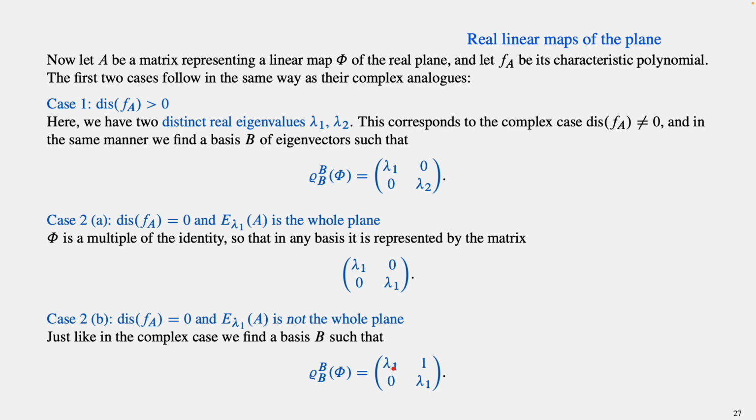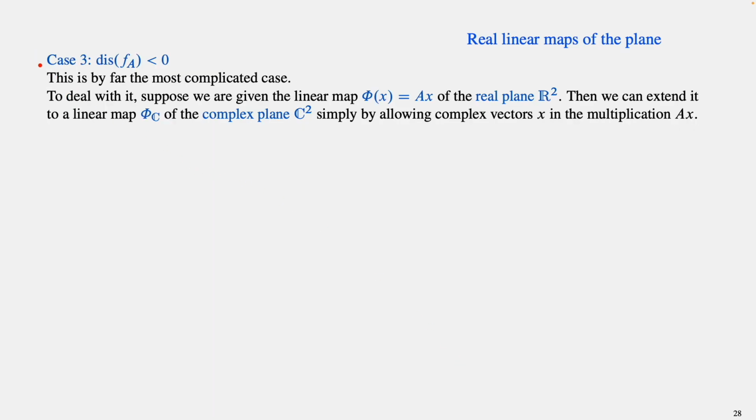So the combination of a scaling along the axis combined with a shearing parallel to the eigenspace. And the really juicy case is the third case, where the discriminant is less than 0. This is going to be a bit complicated, so you have to be patient and focused, and maybe also work along a little bit with pencil and paper. In this case, we do not have real eigenvalues, as we discussed before, because a real polynomial with discriminant negative does not have real zeros.